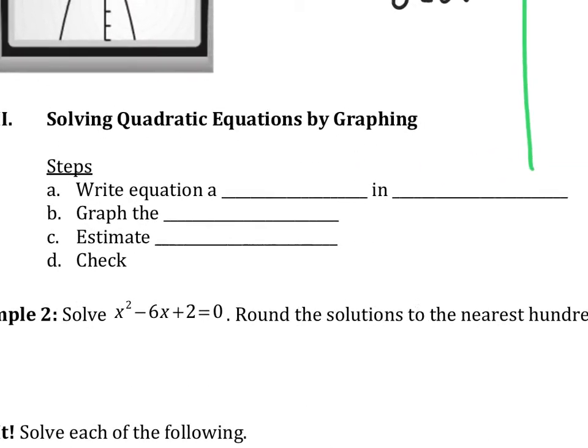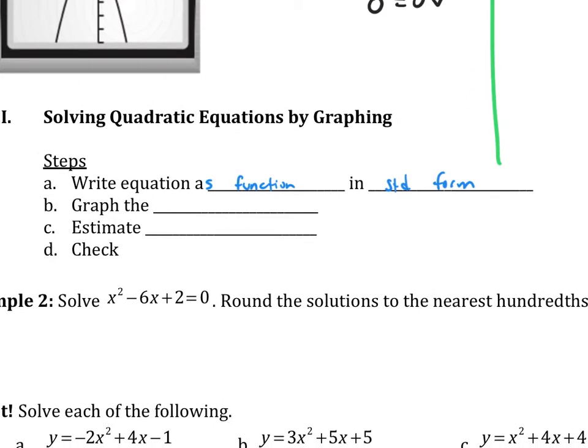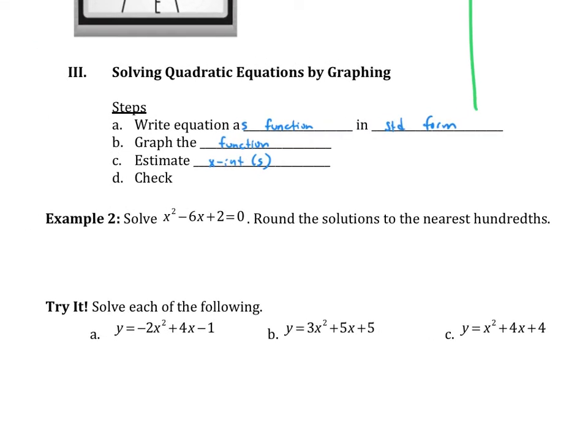So first off, we're going to write the equation as a function in standard form. Actually, it doesn't really matter what form it is as long as everything's on one side, but standard form's a great place to do. Then you graph the function. We're going to estimate the x-intercept(s), and I'm going to put a parenthesis s just in case. We don't know if there's 1, 2, or 0. And then we're going to check our solutions. Now I'm going to do example 2 almost entirely with the calculator.